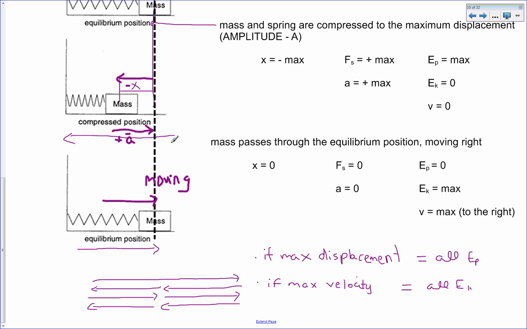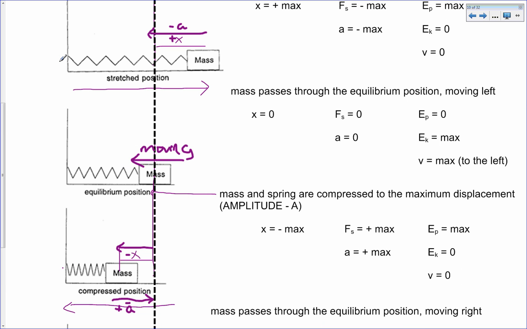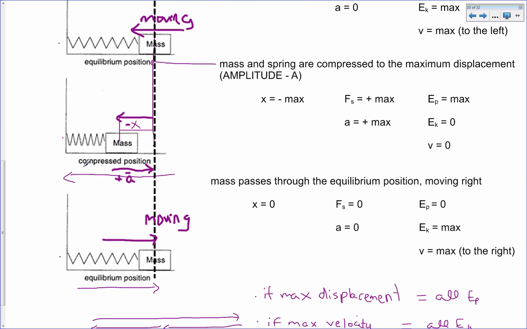So at its maximum compressed position, this would be all EP. At its maximum stretch position, this would be all EP. And as it's going through the equilibrium position, that's all EK. At any point in between, this would be EP plus EK. So it's just like a rock falling from a cliff. It has all EP when it falls off the cliff. It has all EK just before it hits the ground, and at any point in between, it's a combination of both. It's the same analysis.